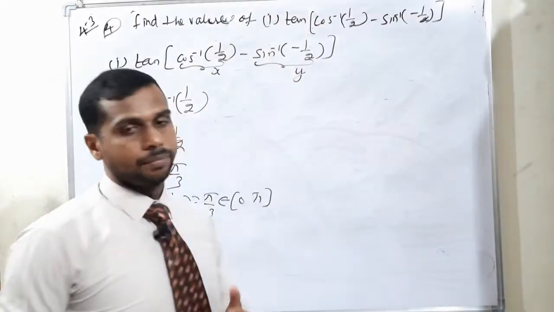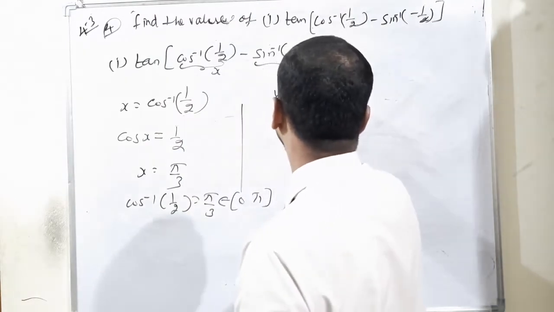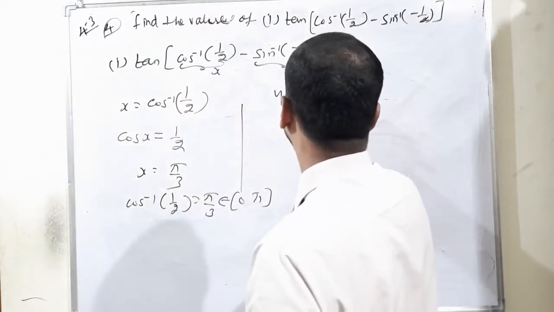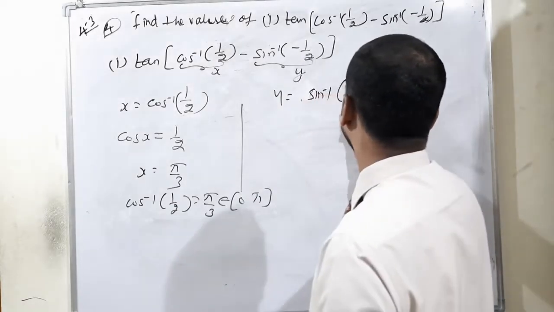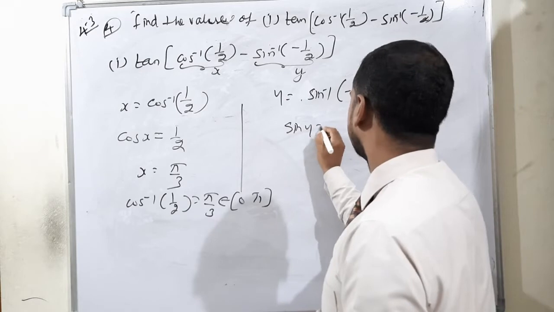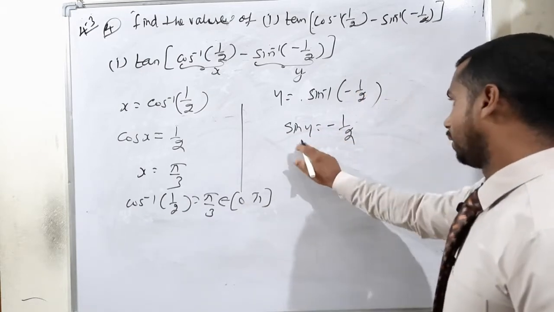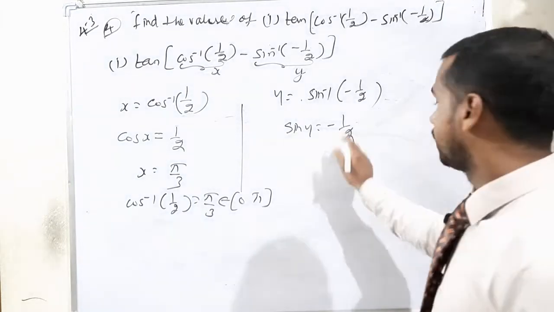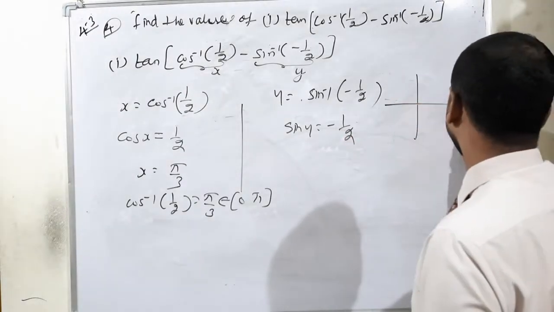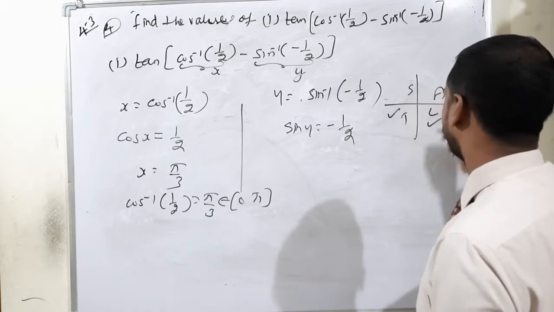Moving to second term. What is our second term? y is equal to sine inverse of minus 1 by 2. Again, sine brought out to the opposite side means sine y is equal to negative 1 by 2. Now we have to draw because sine will be negative. According to the unit circle, "All Silver Tea Cups", sine negative means third and fourth quadrants.